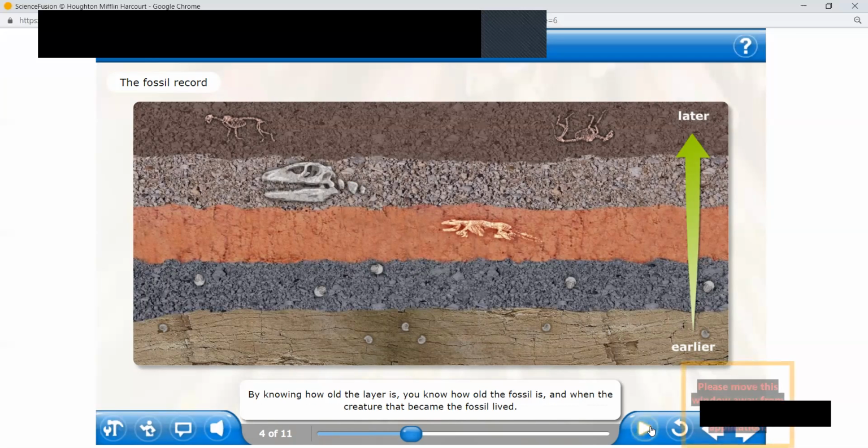So by knowing how old the layer is, you can know how old the fossil is, how old that animal is. And you can know at what time this creature existed. Okay? Especially when they are extinct.